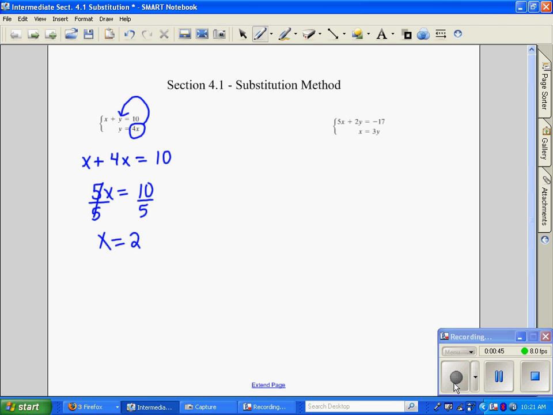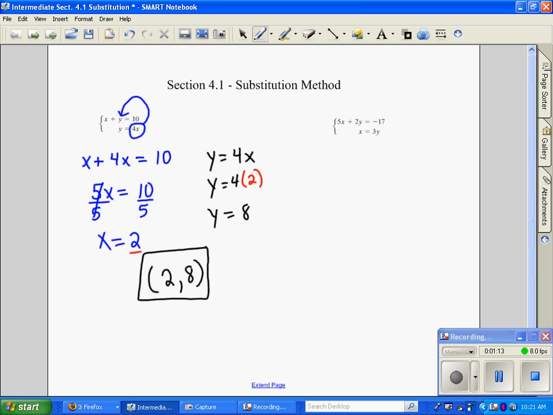Well, once we have our value for x, we want to go back into either one of the original equations and put that in and solve for y. So I'm going to take my y equals 4x, my second equation, and this time I'm going to substitute 2 in place of x, since that's what we solved it for. So you get y equals 4 times 2, y equals 8. This is the ordered pair (2, 8), which is consistent and independent.